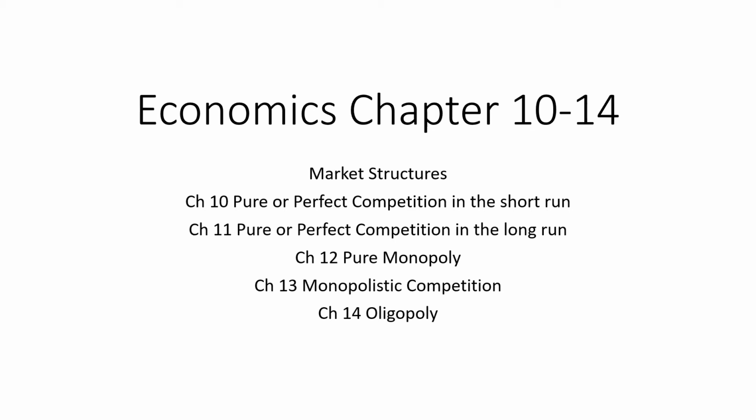So with chapters 10 through 14, we get into the nuts and bolts, if you will, of microeconomics when we start talking about market structures. When we say market structures, we're talking about four basic market structures, and it's pretty straightforward here: pure or perfect competition. I prefer to call it perfect competition. The author calls it pure competition. And moving from there into monopolistic competition, and from there we go to oligopoly and then pure monopoly.